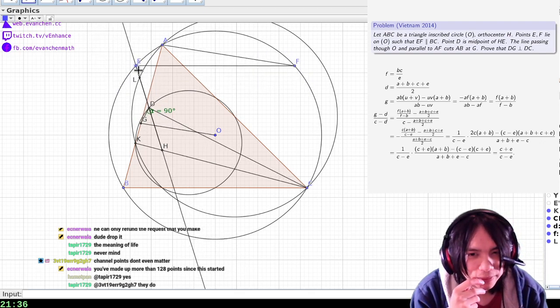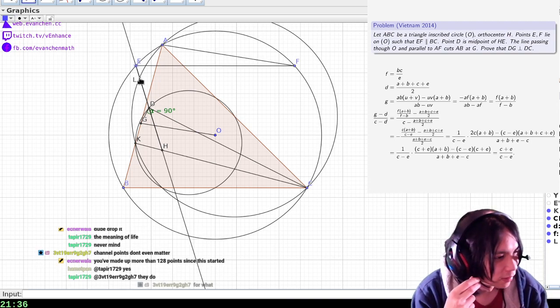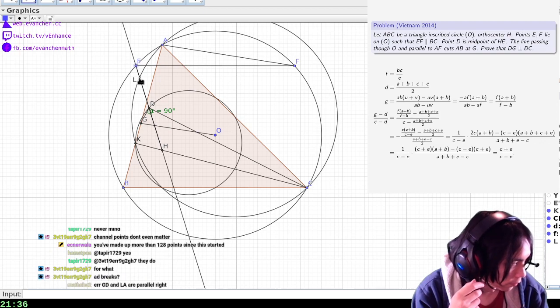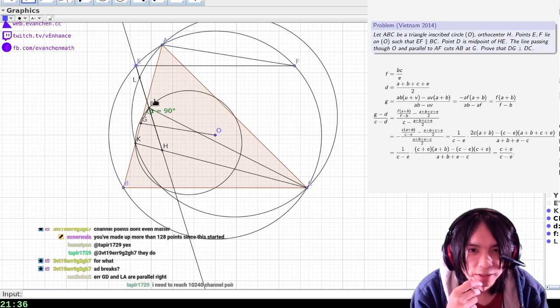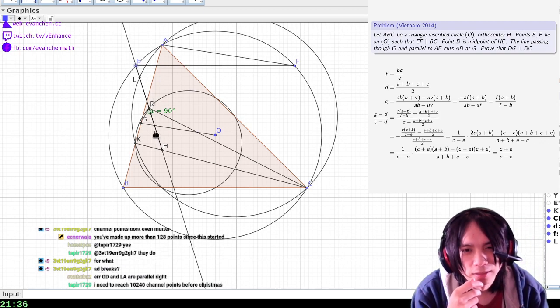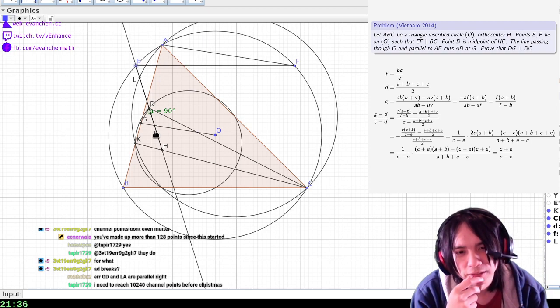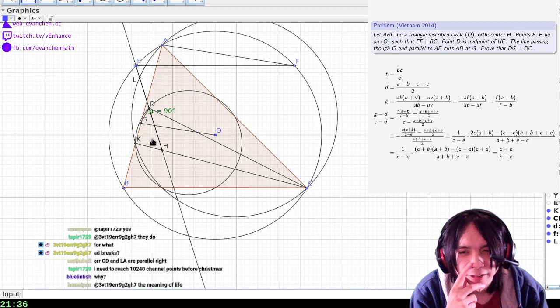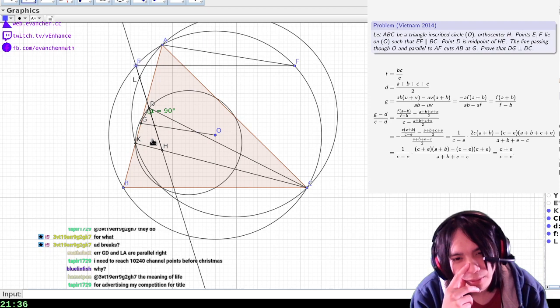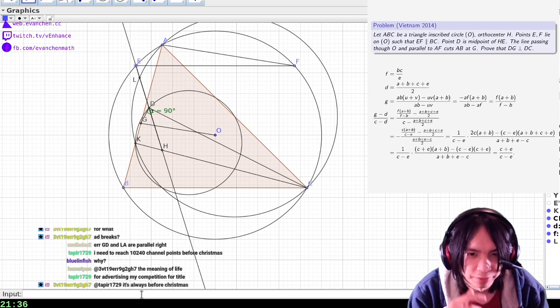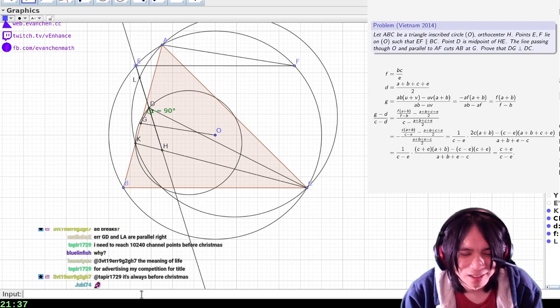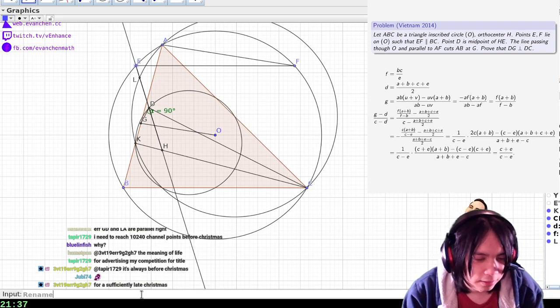Does this L point help? I don't know if it does. GD and LA, are they...? Oh, right, because it's... wait. Sure. Oh, yeah, GD is parallel to LA, I agree. So ALK... maybe I want the other foot, right? Oh, I shouldn't have called it L. I'm gonna call it X.